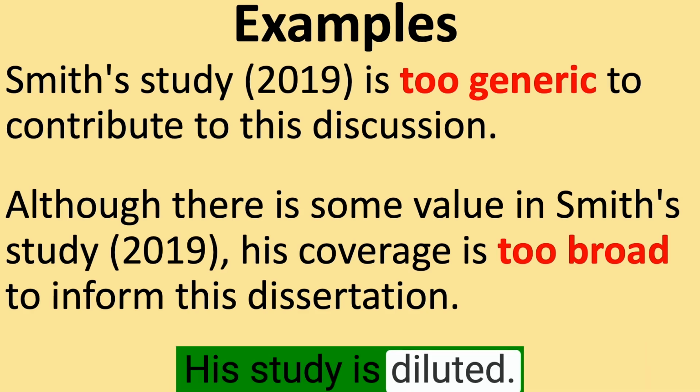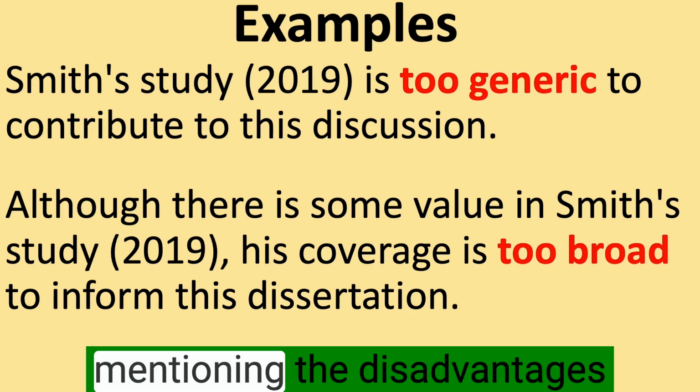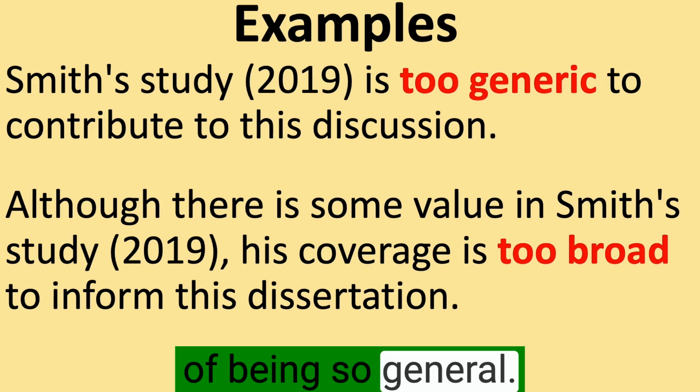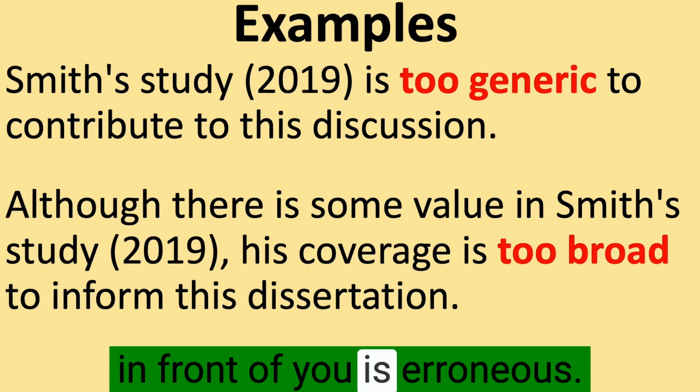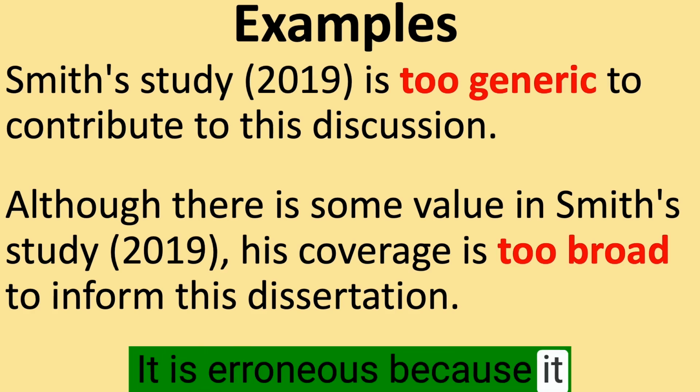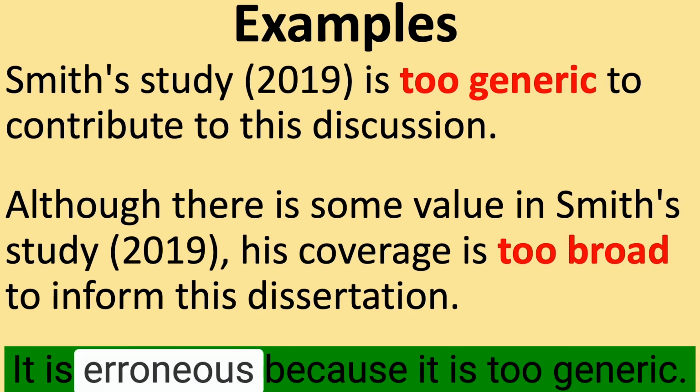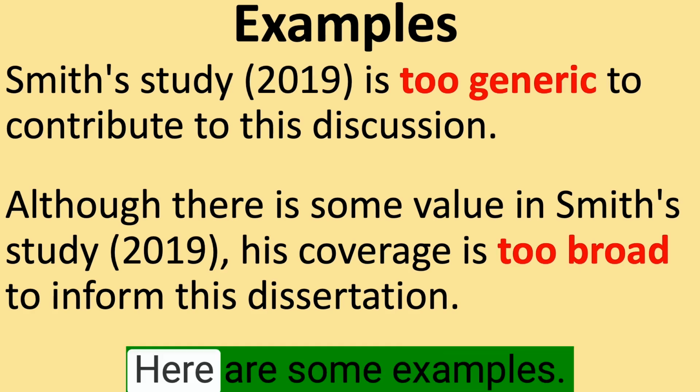His study is diluted. We can expand his critique by mentioning the disadvantages of being so general. You are essentially listing the reasons why the article in front of you is erroneous. It is erroneous because it neglects specific context. It is erroneous because it is too generic. Here are some examples.